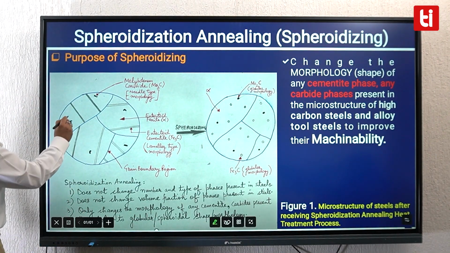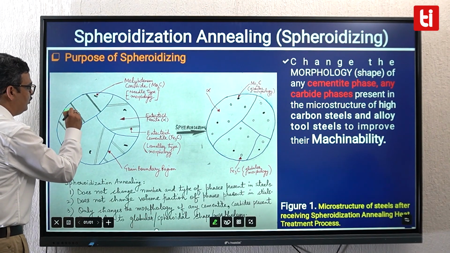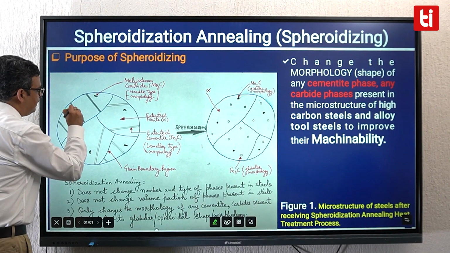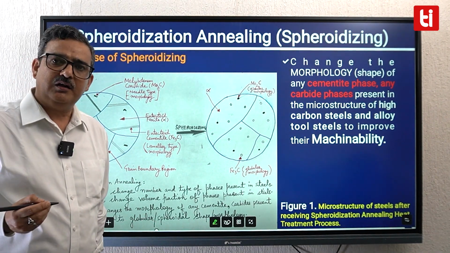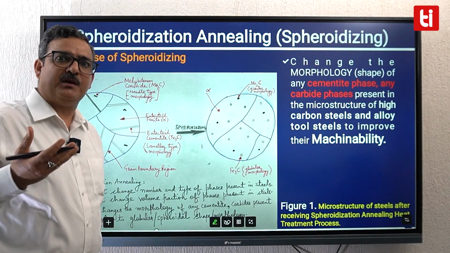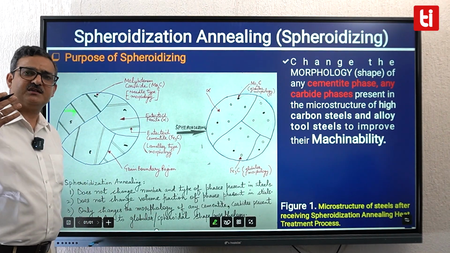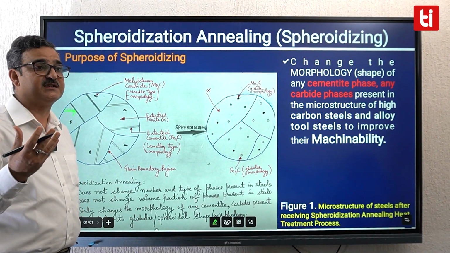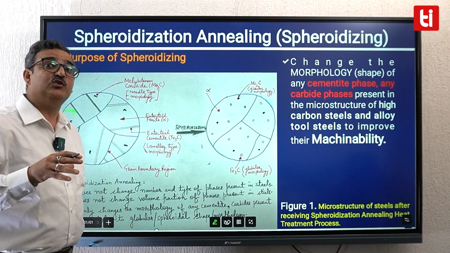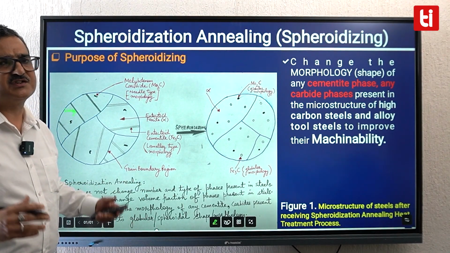So here initially, when you try to machine this type of a microstructure, this type of a steel, as the cutting tool moves, the dislocations face this hard cementite lamella, and the steel component starts demanding a high cutting force. Also, when machining has occurred, the machined surface that would get generated would not have a low value of roughness. It would be very rough. So ultimately you will conclude that machinability of the steel is not good.